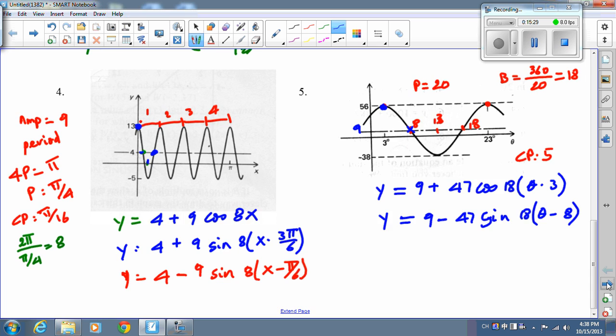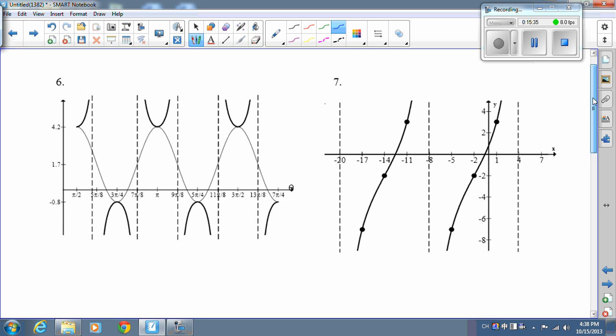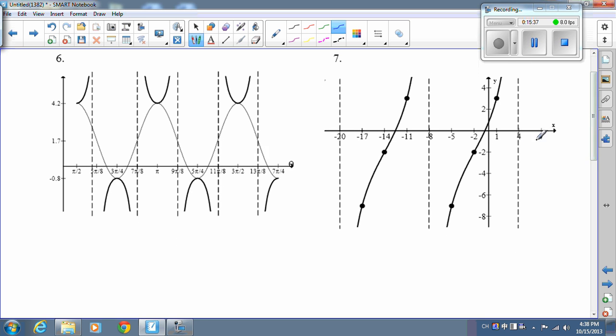Two more graphs and we'll be done. The last two graphs, the first one looks like a secant or cosecant. So the two equations, one will be secant, the other one will be cosecant. Note that secant is cosine related. So I can pick this point for secant.